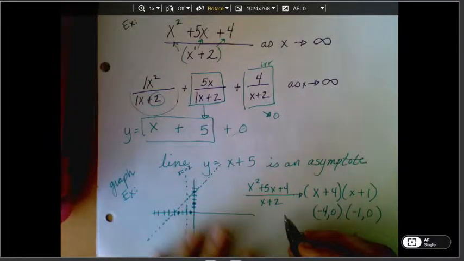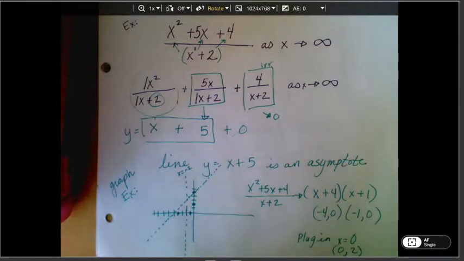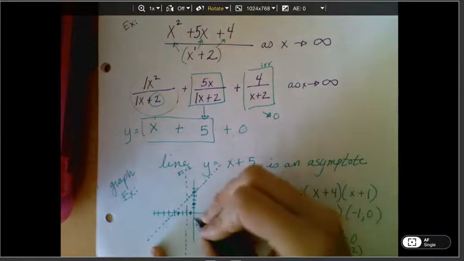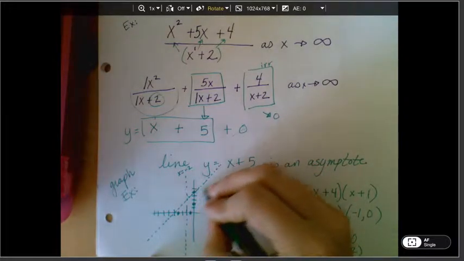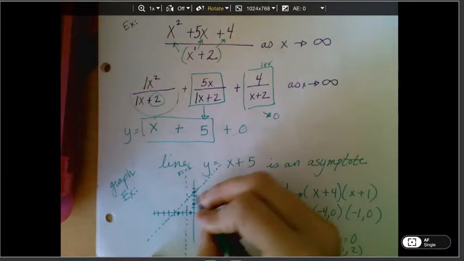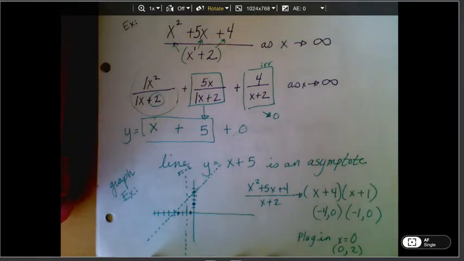So that means that as x gets infinitely large, my graph is going to be trying really, really hard to reach out and touch the line x equals 5. So let's do it.